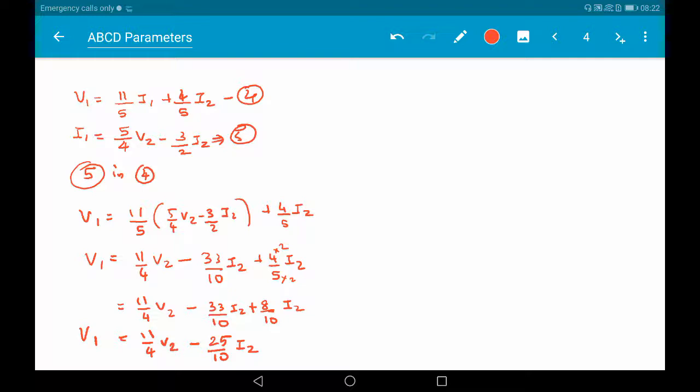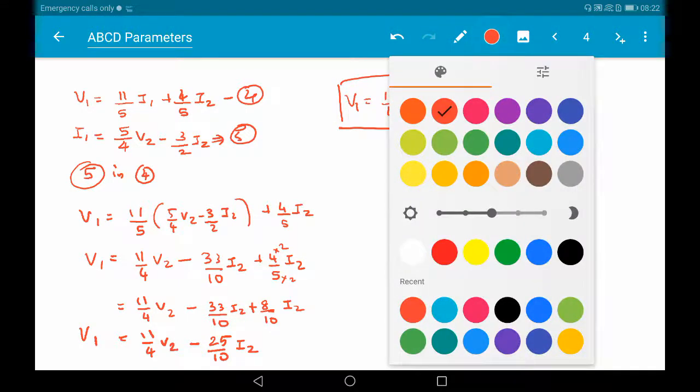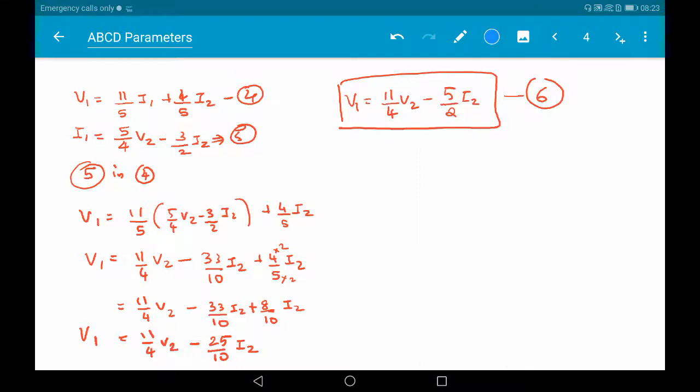ഈ 25 by 10 നമുക്ക് 5 by 2 എന്ന് എഴുതാം. അപ്പോൾ V1 is equal to 11 by 4 V2 minus 5 by 2 I2. This is equation number 6. കമ്പയർ ചെയ്ത് നോക്കാം. V1 is equal to A V2 minus B I2. ഇതാണ് നമ്മുടെ ഫസ്റ്റ് ഇക്വേഷൻ. അതേമാതിരി I1 is C V2 minus D I2. ഇത് കമ്പയർ ചെയ്ത് നോക്കുമ്പോൾ ഫസ്റ്റ് ഇക്വേഷനും സിക്സ്ത്തും കമ്പയറിങ് we will get A is equal to 11 by 4 and B is equal to 5 by 2.